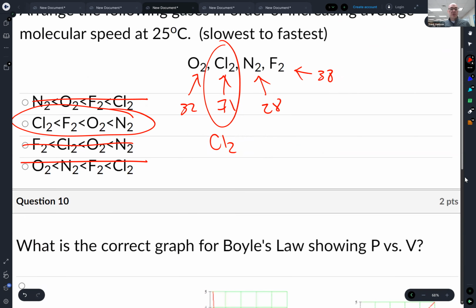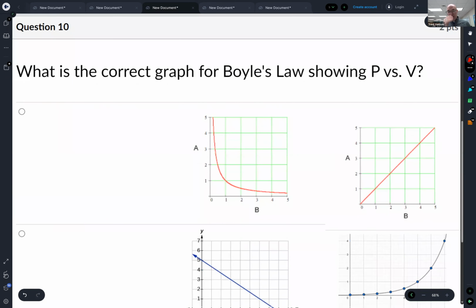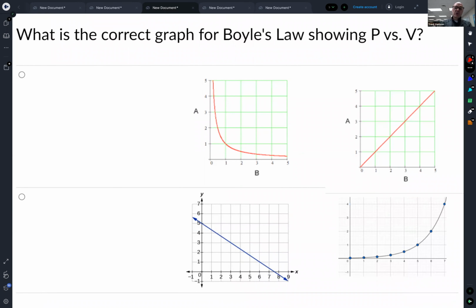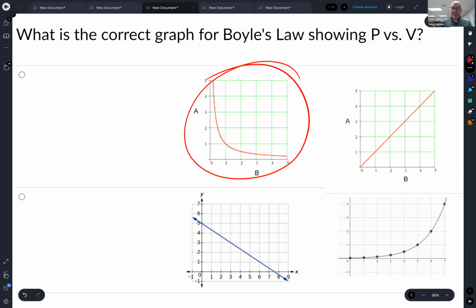All right, number 10, last of these. Which one of these is Boyle's law? Boyle is pressure versus volume. It is inversely related. As one goes up, the other one goes down. That should have been this choice right here for Boyle's law. Okay, so hang tight for just a second. I'm going to go and fix that other question for us.